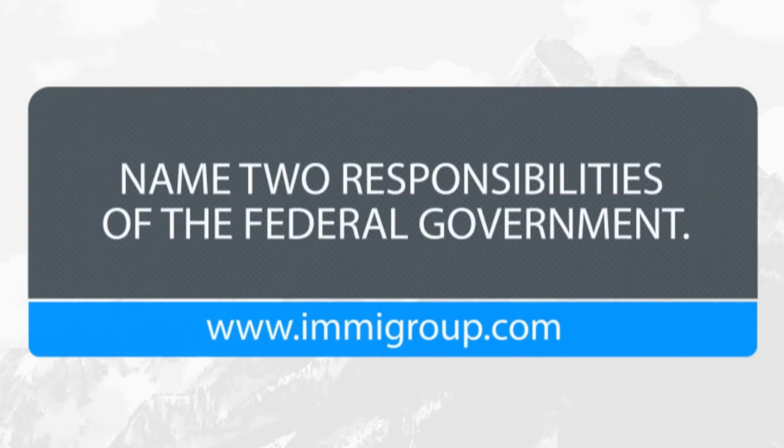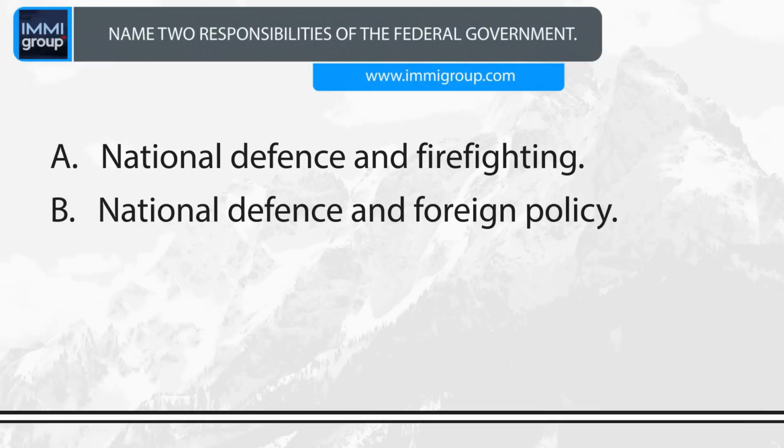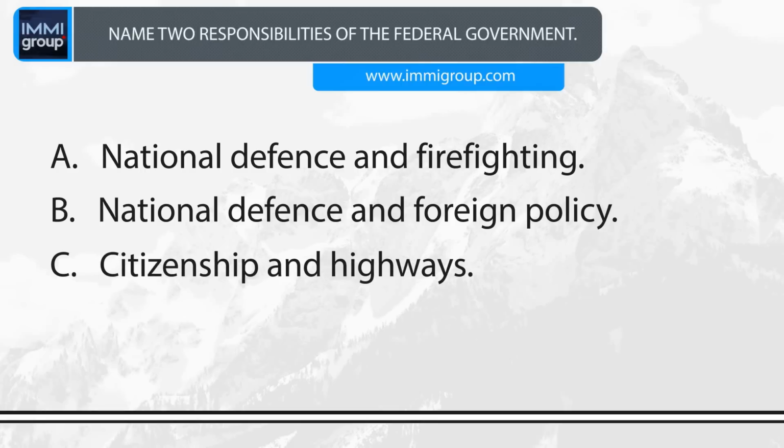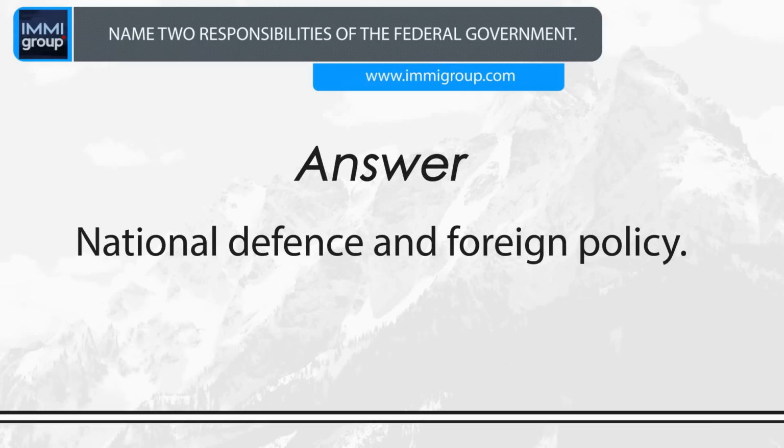Name two responsibilities of the federal government. A. National defense and firefighting. B. National defense and foreign policy. C. Citizenship and highways. D. Recycling and education. Answer: national defense and foreign policy.